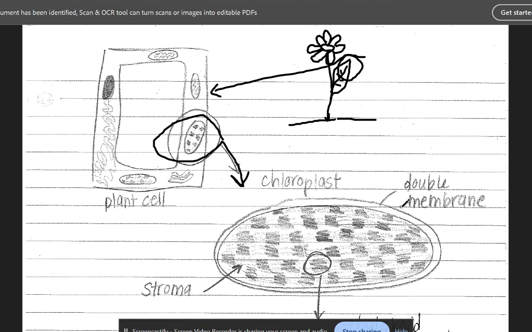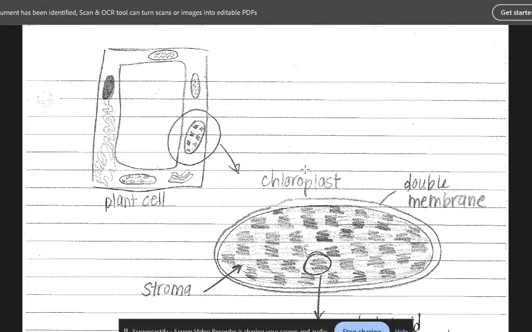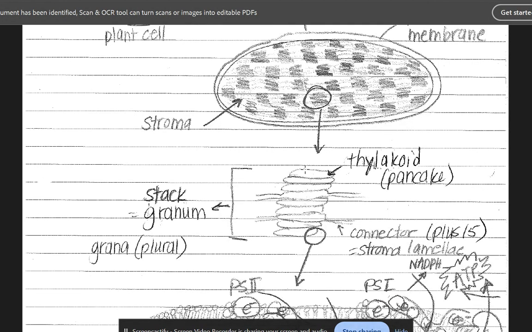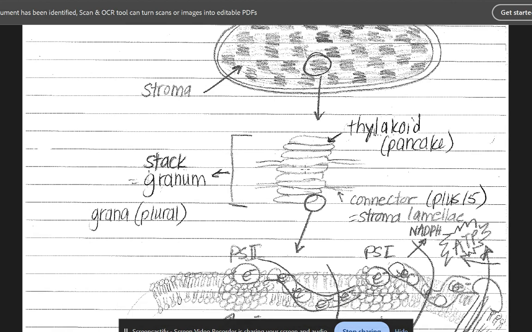Remember, it has a double membrane, it has the stroma, that's where the light-independent reactions are occurring, the jelly-like part. And then these little stacks, these are called the thylakoids. And these thylakoids are the business end of where the actual light-dependent reactions are happening. Like a little stack of pancakes, the entire stack is called a granum, the individual is a thylakoid.